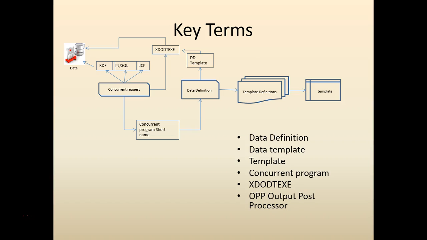So let's look back at our key terms. We have the concurrent request that is tied to an RDF, a PL/SQL, or a Java concurrent program that would extract the data from Oracle. Your concurrent program short name is tied to the data definition, which in turn ties to the template. Once the data is extracted, the output post processor would merge the XML output generated from the concurrent request with the template accordingly.